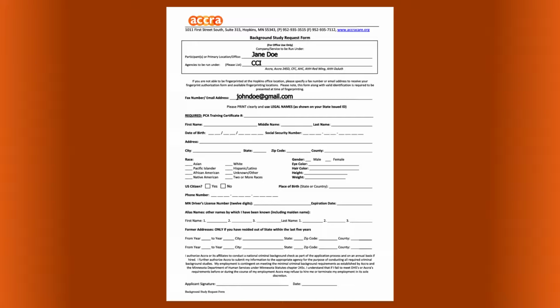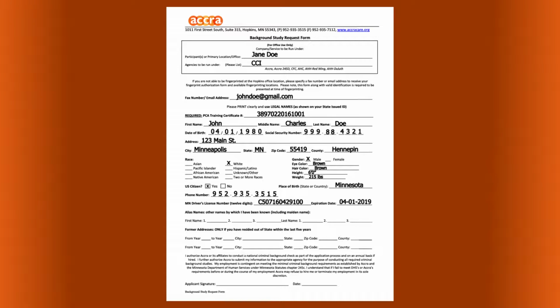After you've successfully completed the online PCA training found at acracare.org, you'll receive a certificate number and you'll enter that here. Next, enter your full legal name as found on your state-issued ID, date of birth, social security number, and address. Enter your race and gender information and place of birth. Each entry must be complete or the form cannot be submitted, including Minnesota driver's license number, aliases, former addresses, and signatures. As soon as your background check is cleared, your client will be notified.